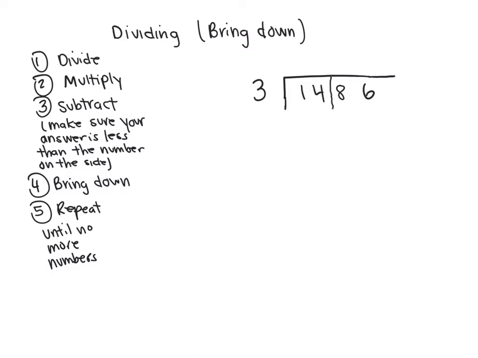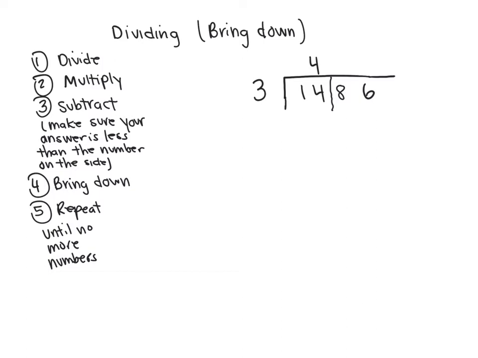Again, you don't have to do this, but I like to make a line right here. The reason why I make a line right there is so that I can see the 14 without all of the other numbers, because sometimes all of the numbers get too confusing. So my first step is divide. 3 goes into 14 how many times without going past 14? So I have to ask myself, what times 3 is closest to 14 without going over? And the answer is 4.